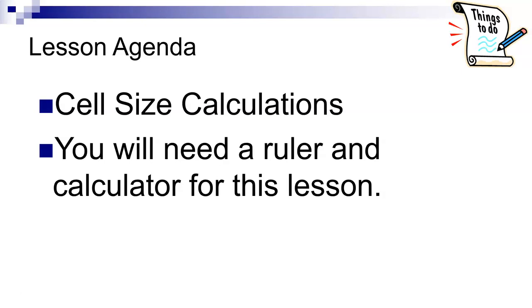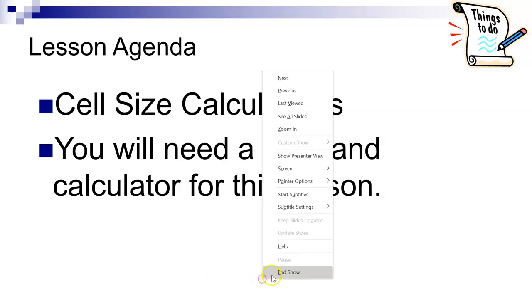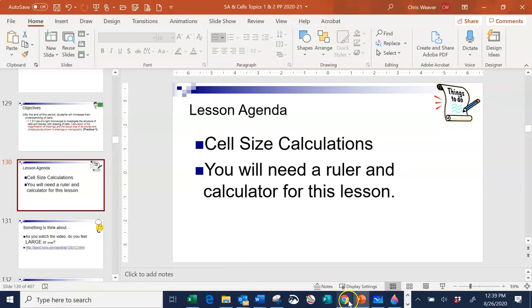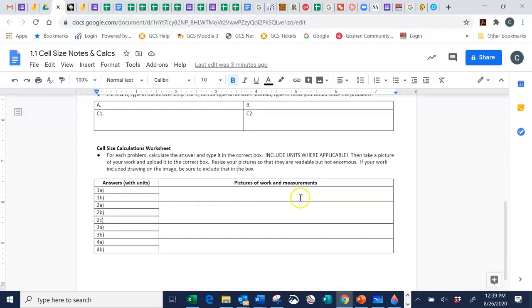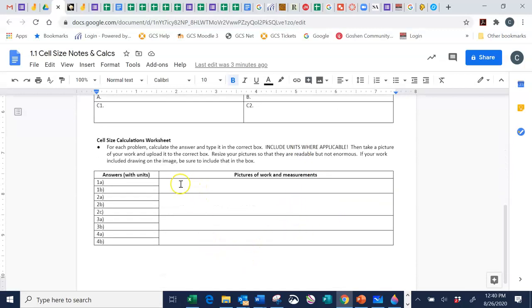For today's lesson, you will need to make sure you have a ruler and a calculator available to you. In addition, you will want to make sure that you have accessed this Google Doc from our Canvas page, and as you're watching this video, you will be taking some notes on this document. You will eventually be putting your work for your calculations down at the bottom here, and that will involve taking pictures of work that you do out on paper and then uploading those pictures to this document.